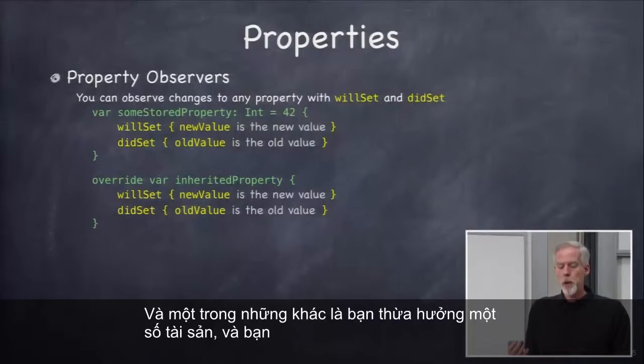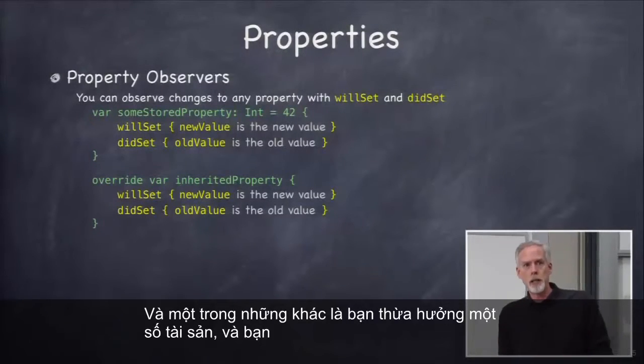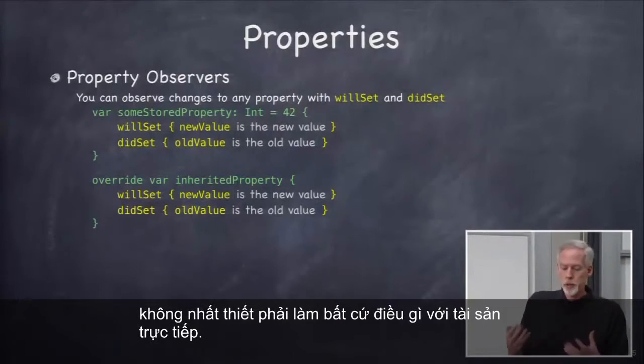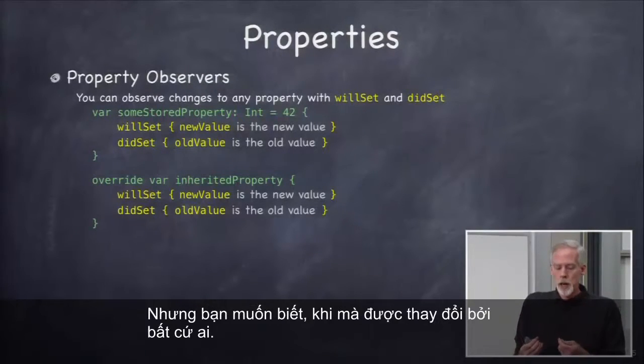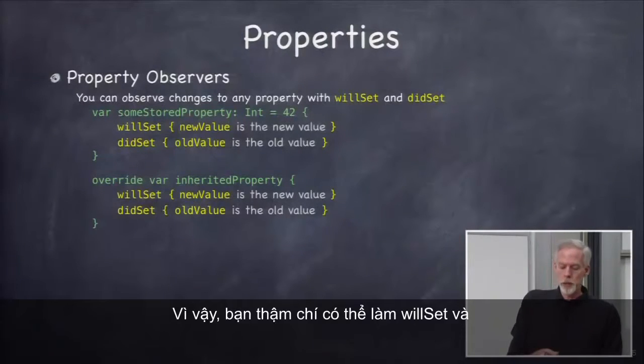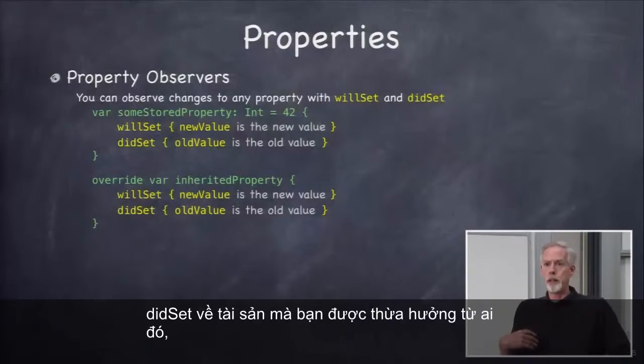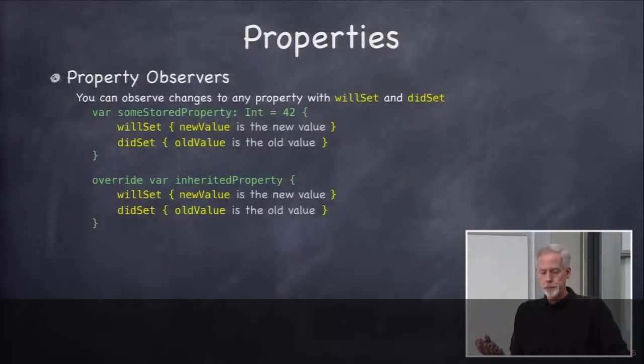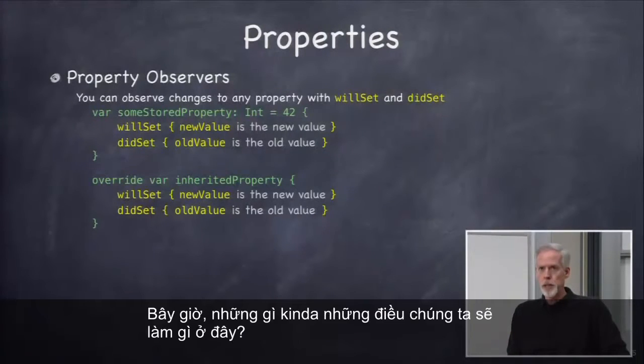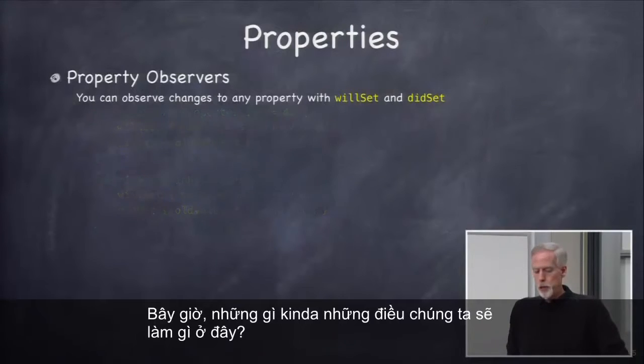Okay? And the other one is you inherit some property, and you don't necessarily do anything with that property directly, but you want to know when that gets changed by anybody. Okay? So you can even do willSet and didSet on properties you inherit from your superclass. Okay? Now, what kind of things would we do in here?